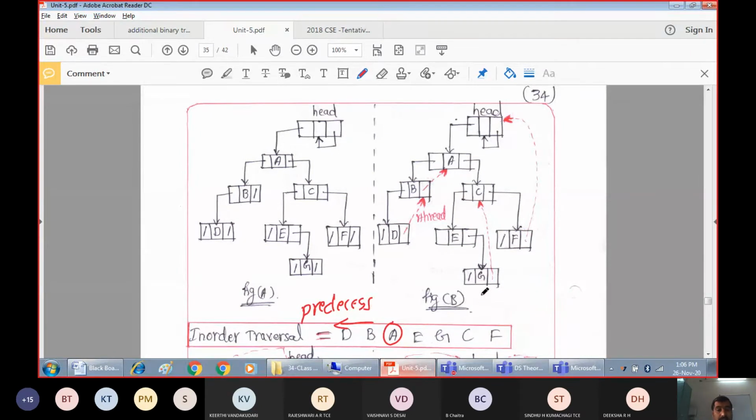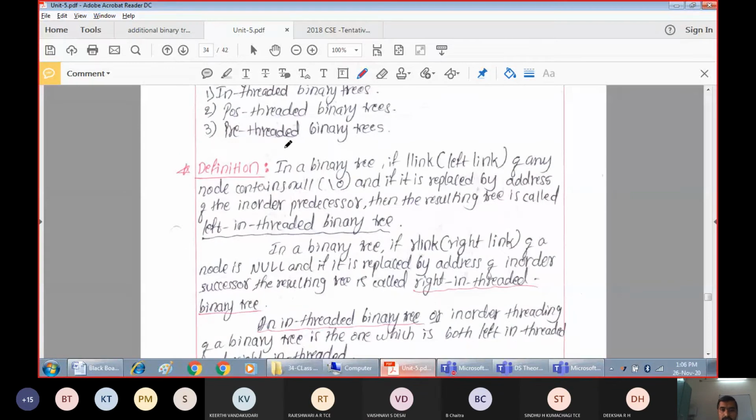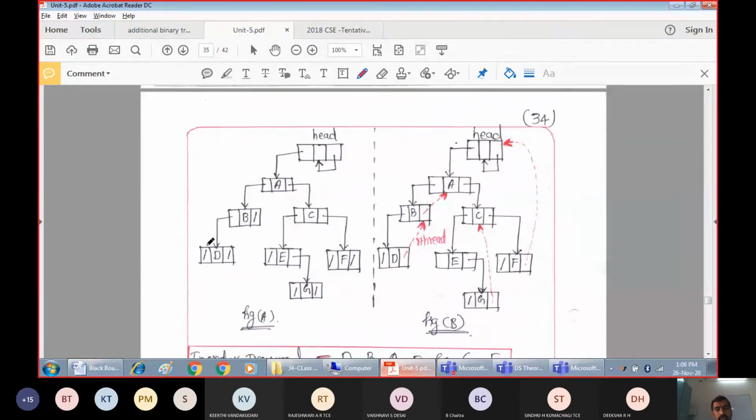Now let us see what is a left in-threaded binary tree. Let us come to the definition. In a binary tree, if the left link of any node contains null and if it is replaced by, see, given in this binary tree, the left link of any node is null.